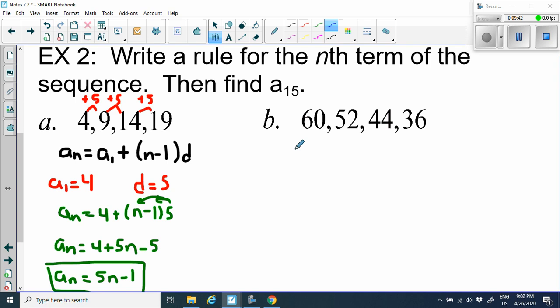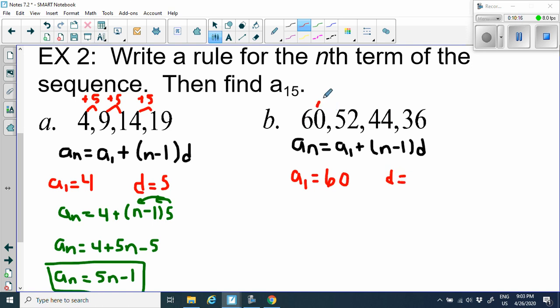Okay, let's go ahead and go over this. If you got stuck, let's see if we can get you unstuck here. So remember our rule here for an arithmetic sequence. We have a sub n equals a sub 1 plus n minus 1 times d. Okay, so we need to determine our a sub 1. Remember, that's always the first term of the sequence. In this case, it's going to be 60.